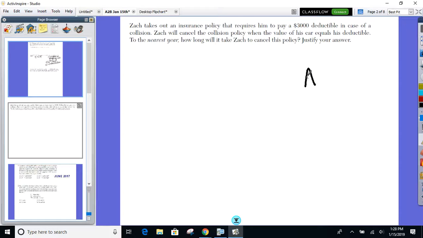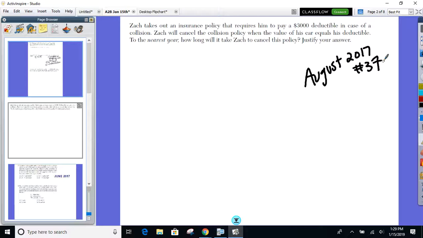All right, so finishing part C of August 2017, number 37, everybody. He's got a $3,000 deductible. How many years is it going to take for that to get out of the car?